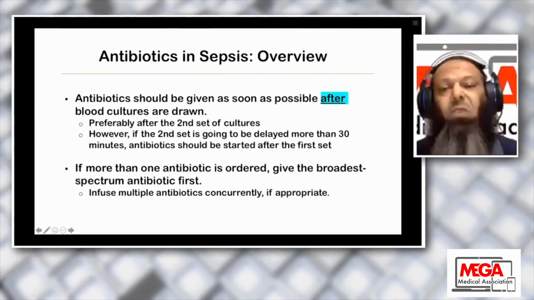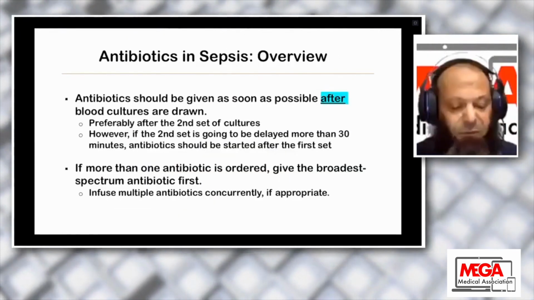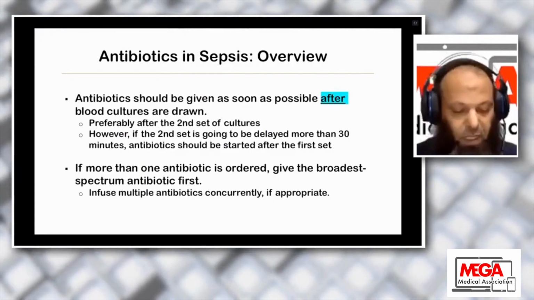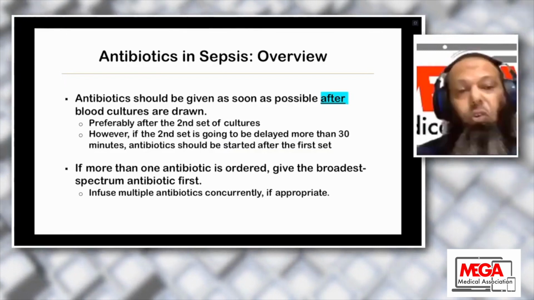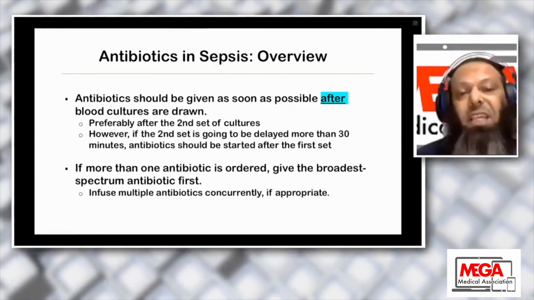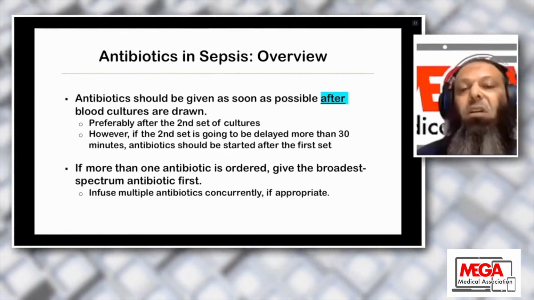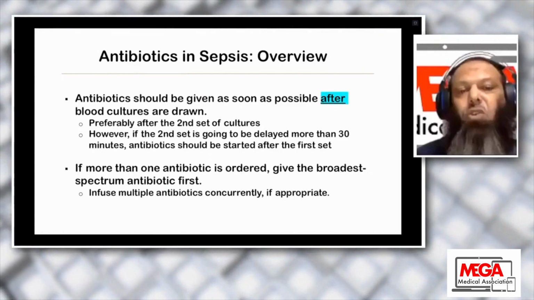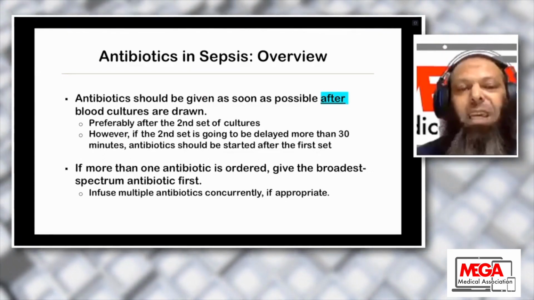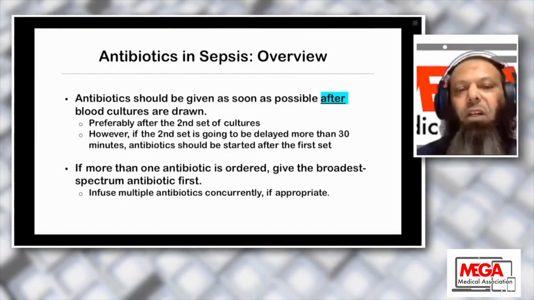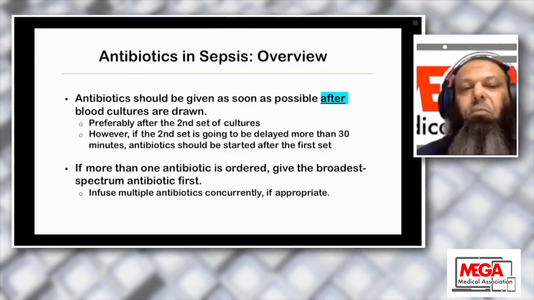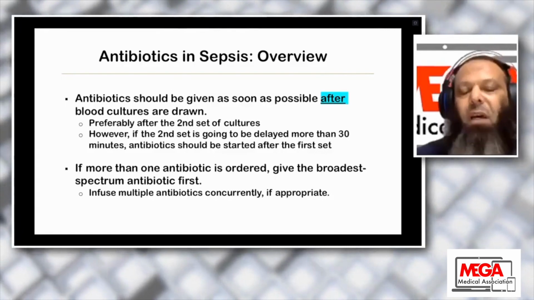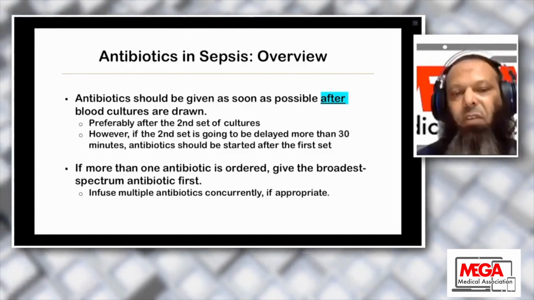Antibiotics should be given as soon as possible, but when? After blood cultures are drawn, preferably after the second set of cultures. This is usually what we recommend. So usually give the antibiotics after blood culture, so do not delay the blood cultures. Try not to delay. Preferably, you give the antibiotics after the second set of cultures.